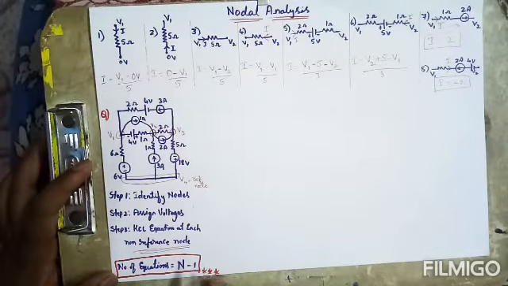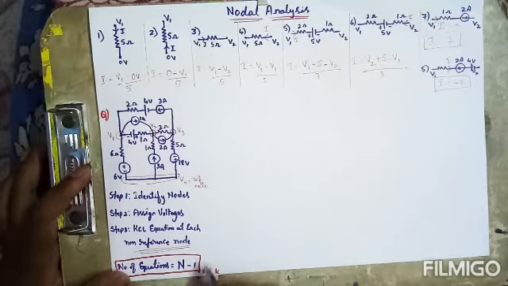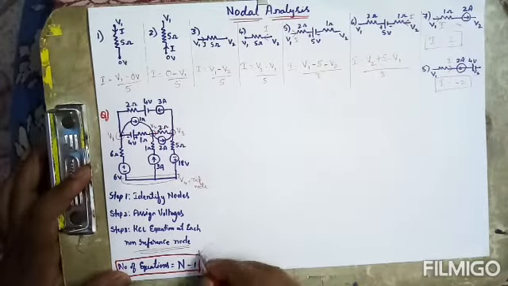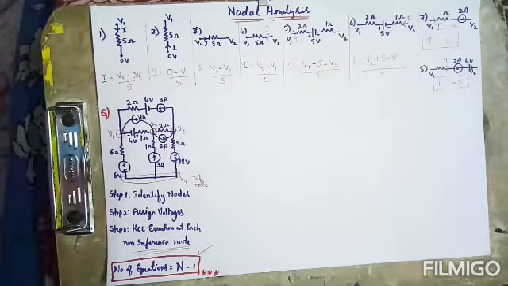Then one more thing you need to understand, as I already told you, the number of equations we are getting in this nodal analysis can be given as n minus 1. This is important, n minus 1. So according to this example we get 3 equations. Now let's see one by one.